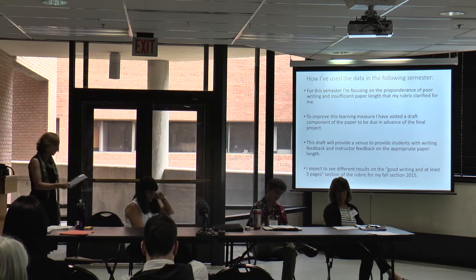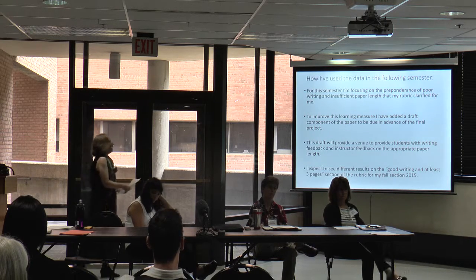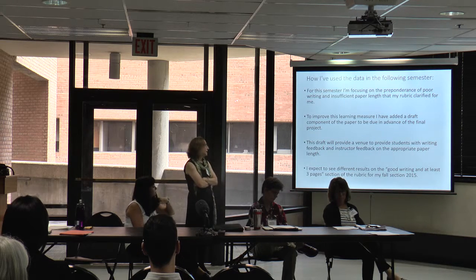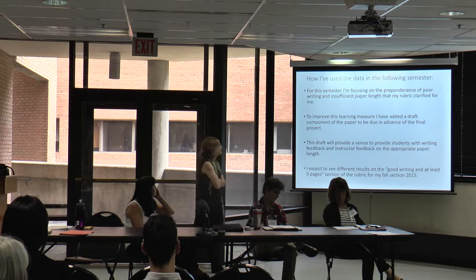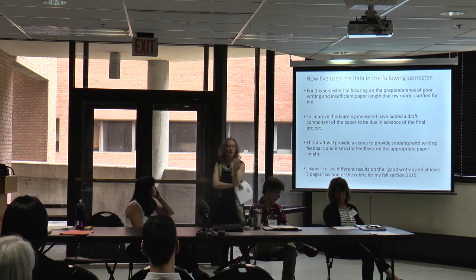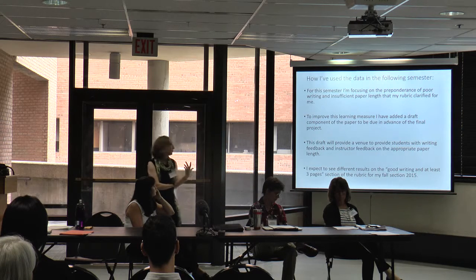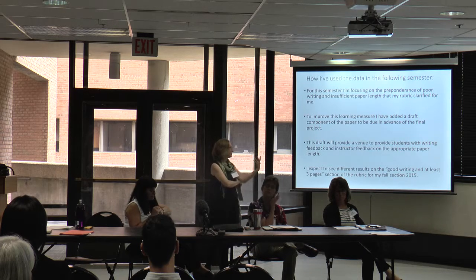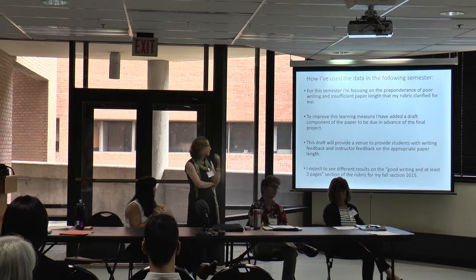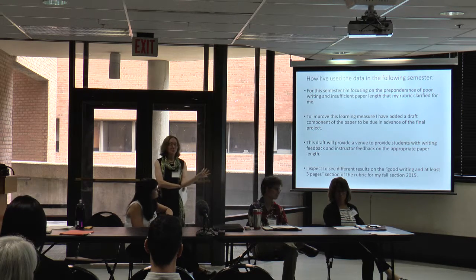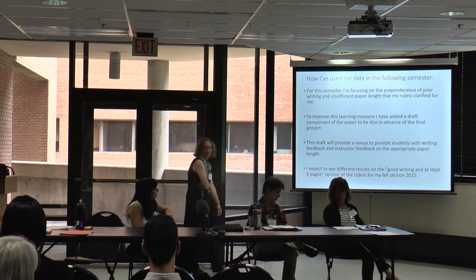So for this semester I am, again, focusing on the preponderance of poor writing and insufficient paper length that the rubric clarified for me. And to improve this learning measure, I've added a draft component of the paper. So I've provided some more scaffolding for this course, an advanced draft that's going to allow me the venue to provide students with the writing feedback and more instructor feedback on the appropriate paper length. Hey, you turned in 2.2 pages. What's up with that? Let's not do that for the final draft.